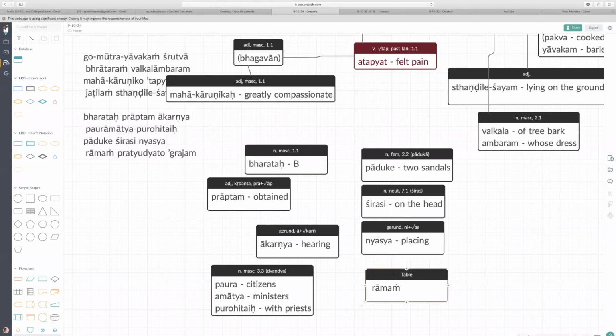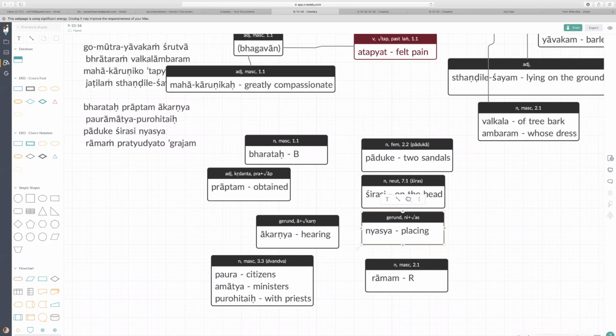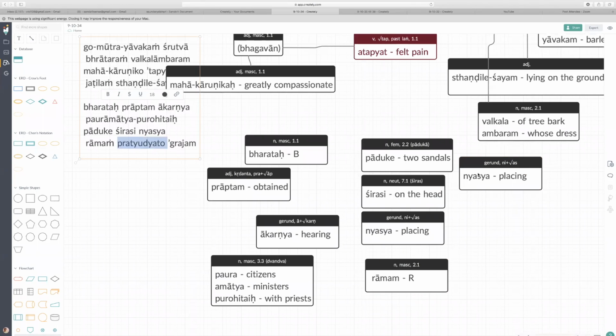Nyasya pra and Ramam. Okay, Ramam is noun, masculine 2-1. Ramam pratyudyato. Okay, I didn't write this word. Pratyudyata. So can somebody say what is pratyudyato? Pratyudyataha. Yes, it's pratyudyataha. And what kind of word is it?